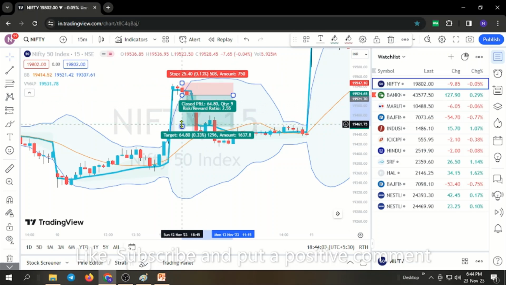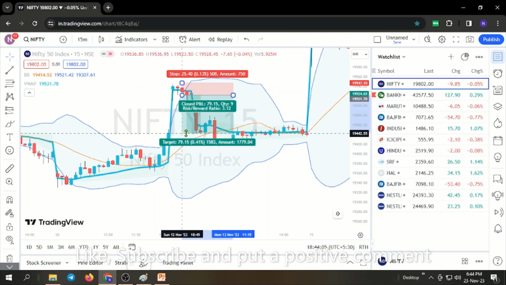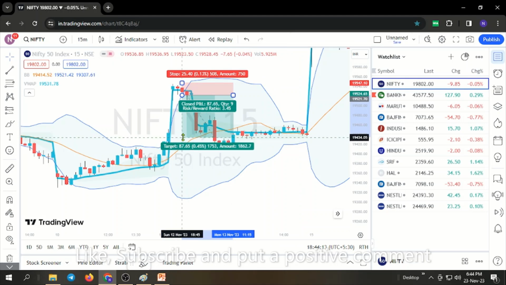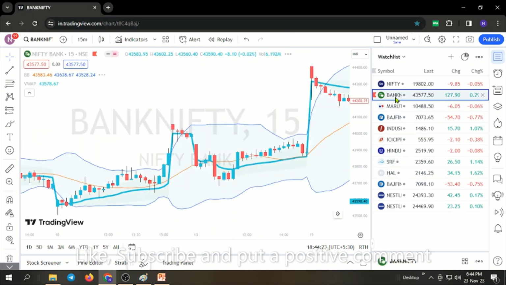This is the candle closed below the VWAP line. This is your entry, and price is not going down, so you can exit almost at the VWAP line. Still you got 3.5 kind of a risk to reward. We'll see another example.